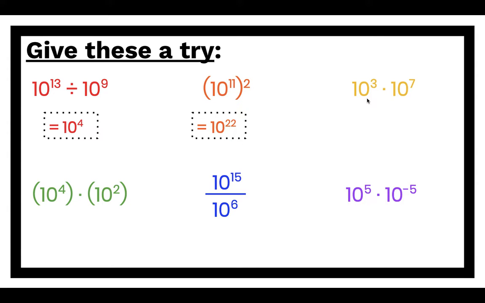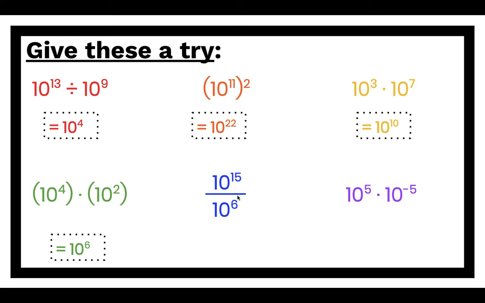This one, we're just multiplying powers of 10. So our rule is keep the base of 10, and we're going to add our exponents. 3 plus 7 is 10, so it's going to be 10 to the 10th power. Our next problem is very similar to what we just did. It just looks different. We have multiplication in parentheses, so we're going to add our exponents. Keep our base of 10 and add 4 plus 2, which is 6. So 10 to the 6th power.